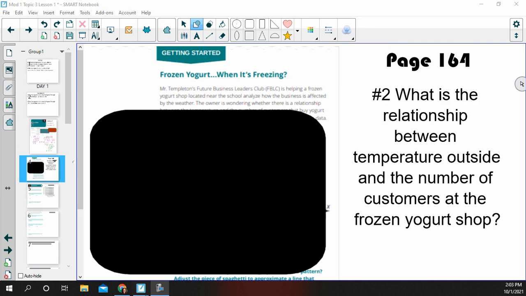Then for question 2, I want you to decide what the relationship is between the temperature outside and the number of customers at the frozen yogurt shop. So that's going to represent your number 2. So pause the video, plot your points, and then determine, are we increasing by something? Does it look like something that we could make? And then answer question number 2. So go ahead and pause the video, try on your own, see if you make any mistakes based on what answers I have up here, but try it on your own first.